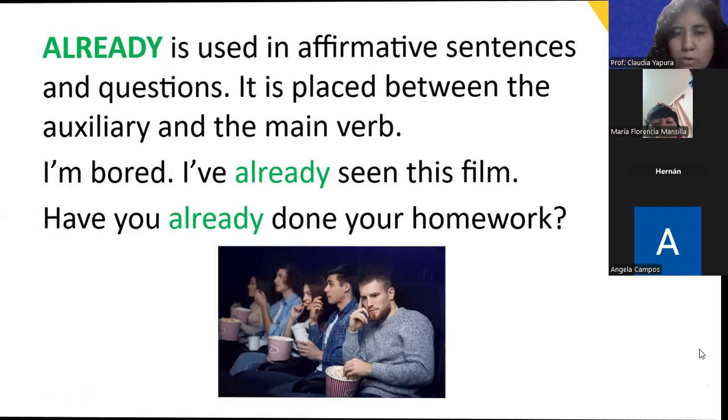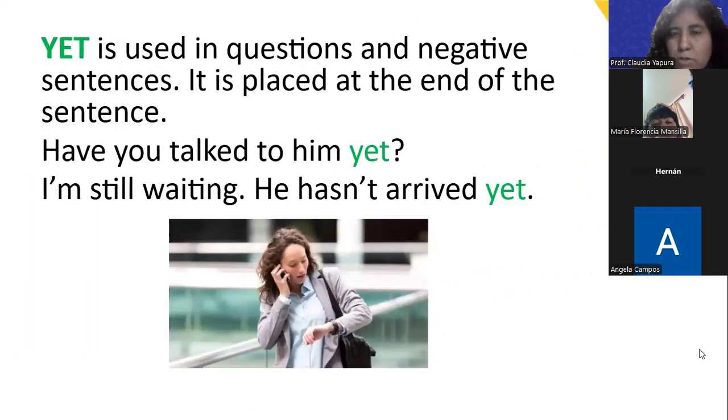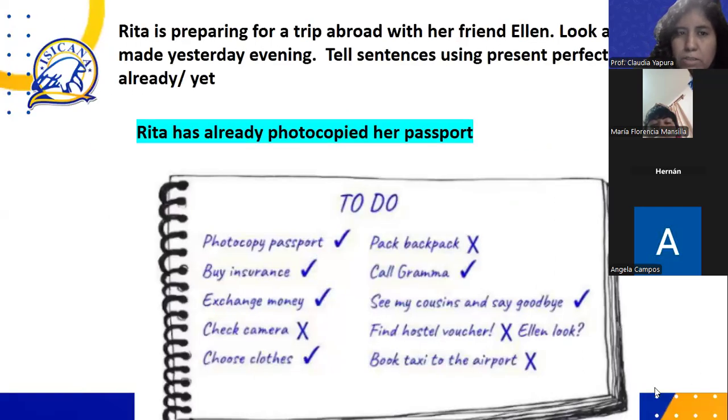Okay. Thank you. And then finally you have yet, which is used in questions and negatives, and it's placed at the end of a sentence. Yes. If I want to know if you have done something, have you talked to him yet? I'm still waiting. He hasn't arrived yet. Okay. Good. If you don't have any question, let's continue. But now is your time to work.